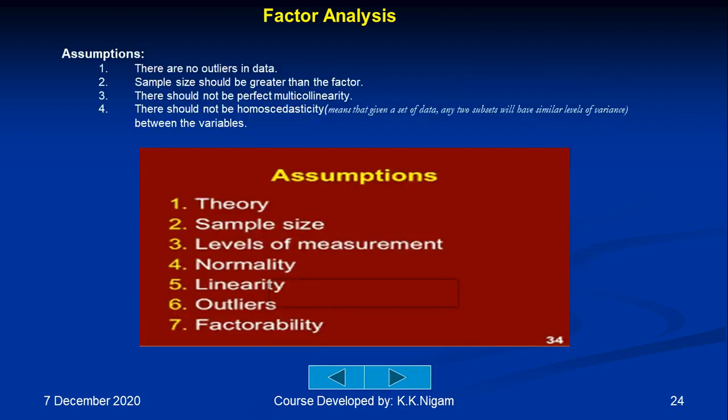Assumptions: there are no outliers in the data. Sample size should be greater than the factor. There should not be perfect multicollinearity. There should not be homoscedasticity, means that given a set of data, any two subsets will have a similar level of variance between the variables.